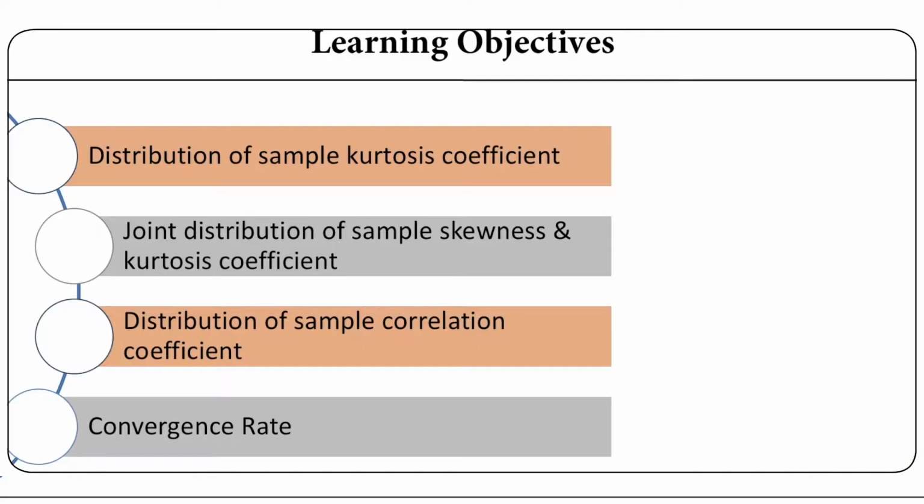Then we shall discuss one interesting result in large samples, that is, for normal parents, the sample skewness coefficient and the sample kurtosis coefficient are independent. Then we pass on to some bivariate distributions and find the large sample distribution of the correlation coefficient, that is, Pearson's product moment correlation coefficient for bivariate distributions. And finally, we shall discuss the different properties of the distribution of the correlation coefficient when the parents are bivariate gamma, multinomial and bivariate normal.